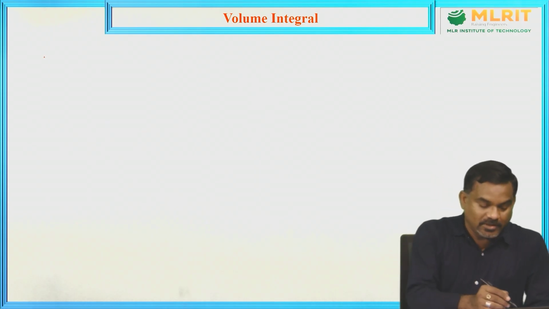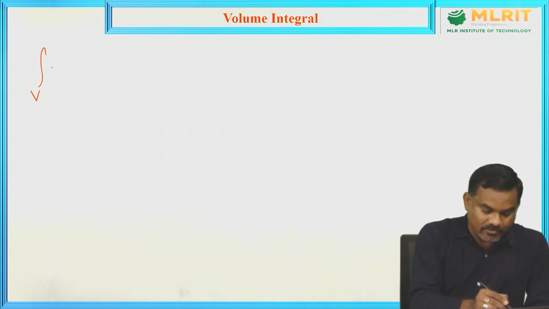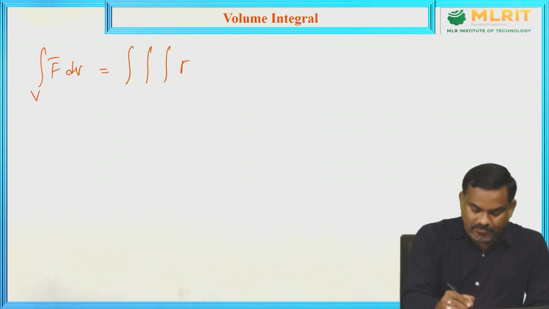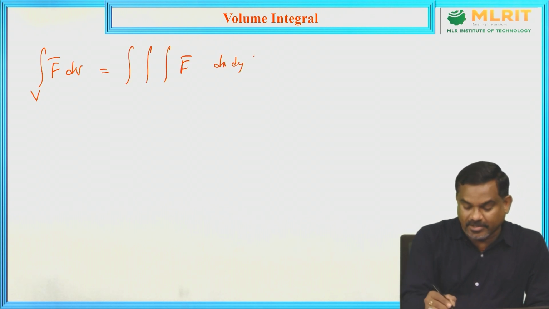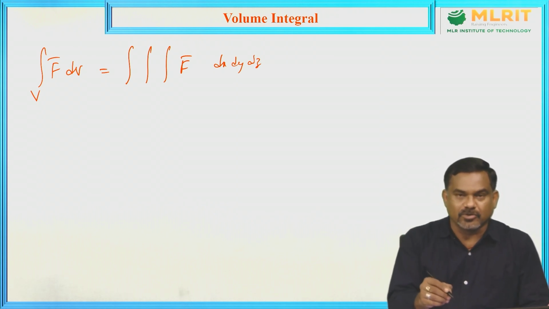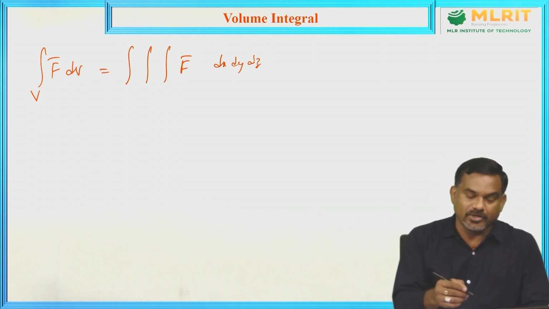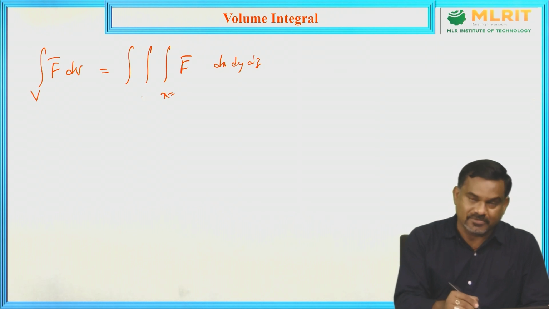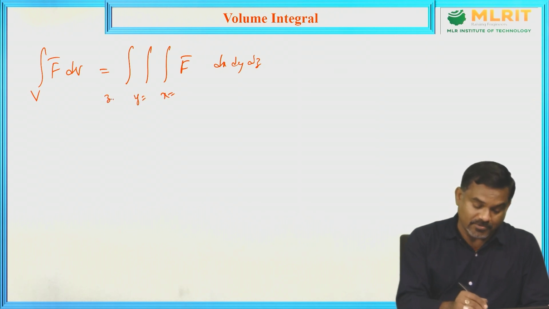And also here, f bar dv means the triple integral f bar dx, dy, dz. That means we need to find the limits. We have to integrate with respect to three variables x, y, z. So we need to find the limits also. What is x? x varies from, y varies from, z varies from.